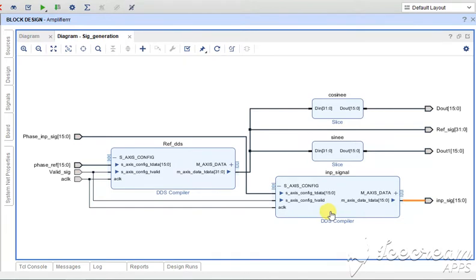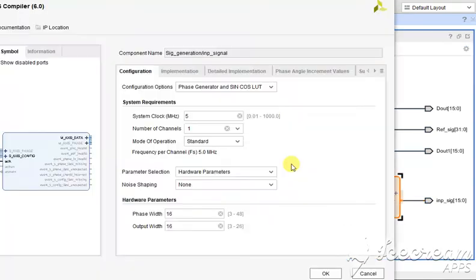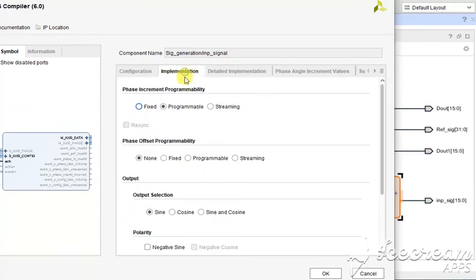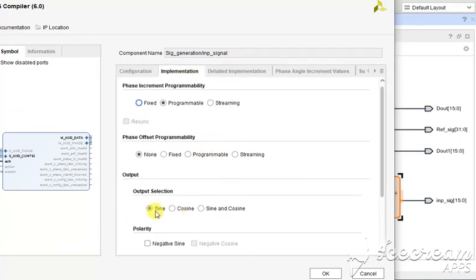When we open this, we can see that the input frequency of the clock is 5 megahertz, and a phase width of 16 is used, and the output width is 16. In the implementation, we can see that the input signal is only sinusoidal. Only the reference signal is divided into sine and cosine. We can select sine and cosine from here.